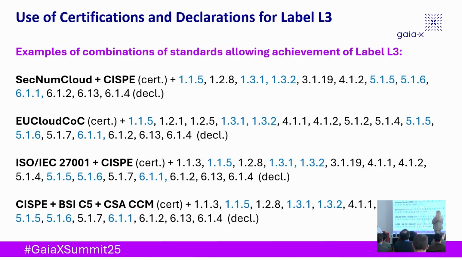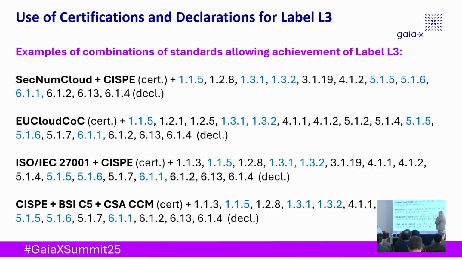This is the same for level 3, and I don't know if you are able to catch the difference compared to the previous slide. Probably not. It's a joke, but there are some differences. So you will see that in general you have more declarations, and so many declarations are related to 5.1.5, 6, etc. They are related to European control, mostly to be declared at this point, but maybe some certification scheme will appear.